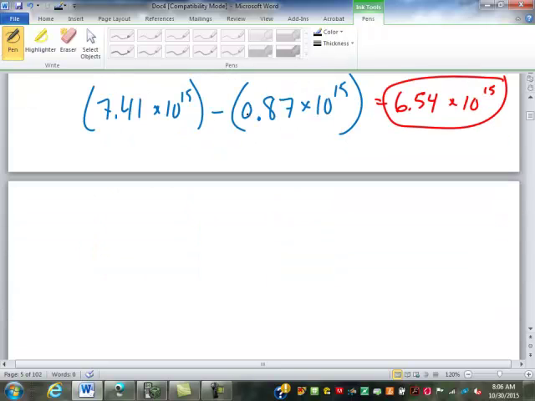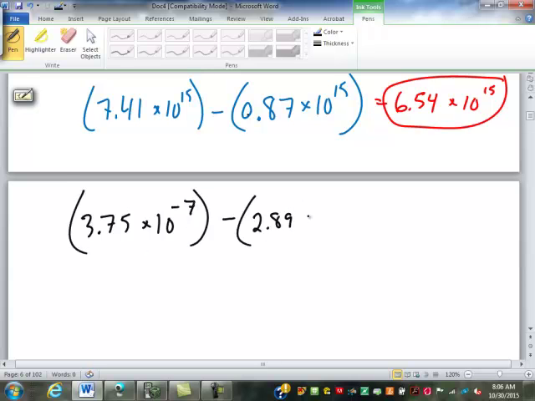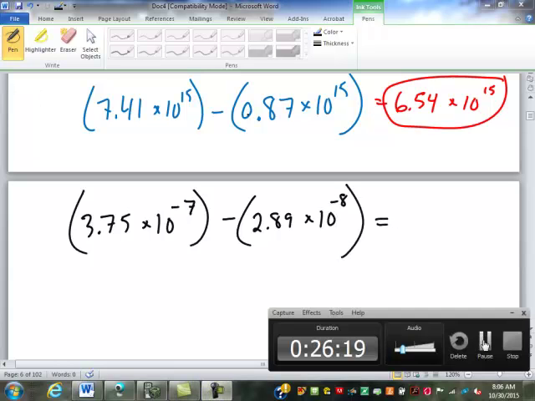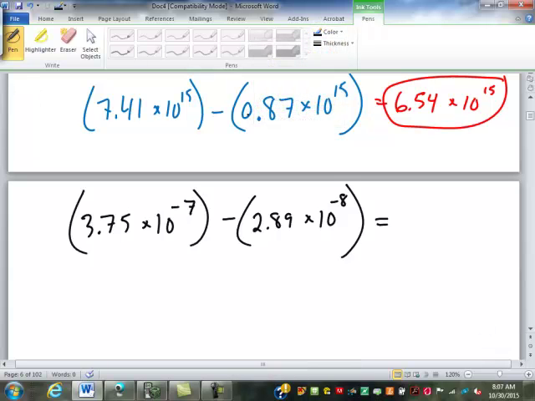So in your notes, try to do that one. So we're going to have to change the powers. Which power are we going to go to? Which one's bigger? Negative 7 is bigger. No, in this case, actually, it would end up being easier to go to the negative 8. So let's do that. 2.89 times 10 to the negative 8.